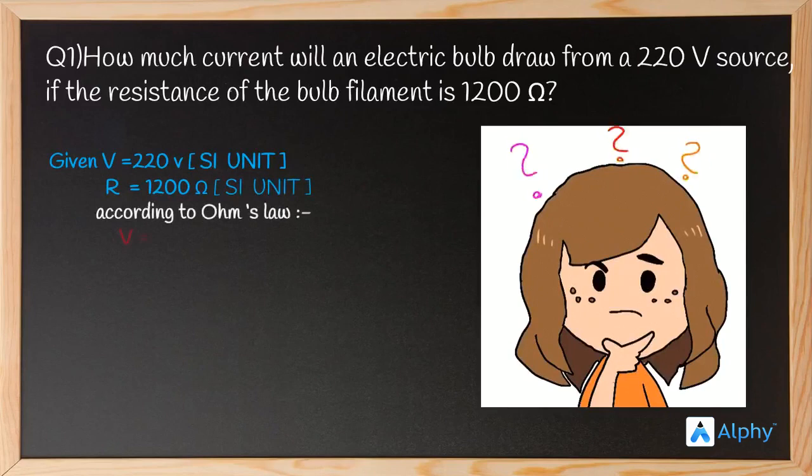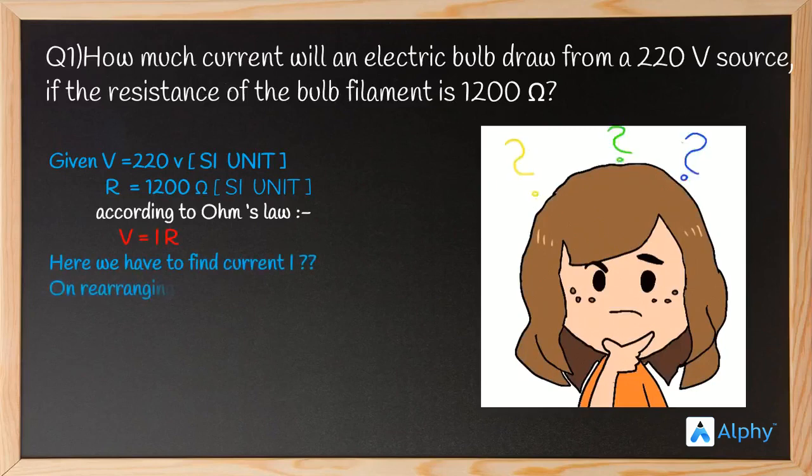So according to Ohm's law, we know V is equal to IR. Here we have to find current I. On rearranging the equation, we get I is equal to V by R, since we have to calculate current. V is already given, that is the potential difference is 220 volts, and R, that is the resistance, is 1200 ohms. So both of them are already given. Here volts and ohms are both SI units, so they are in the same unit system.